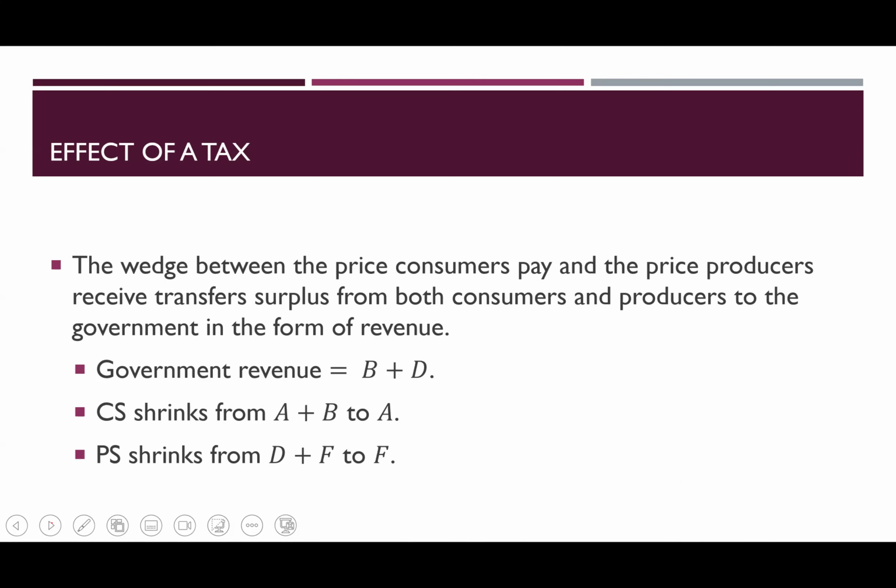The wedge between the prices, right? So the higher price that consumers pay and the lower price that producers receive generates for the government tax revenue. So that's the areas B and D. B previously was going to consumers and now it goes to the government. D was previously going to producers and now it goes to the government. And consumers are left with area A and producers are left with area F.